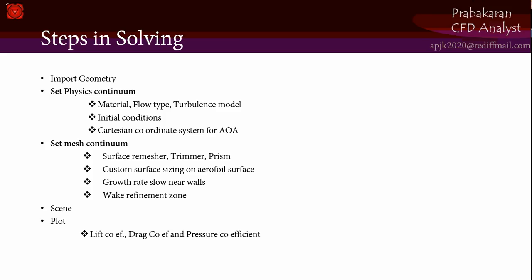and I will set the initial conditions of my domain. In our case, the initial conditions are the initial velocity, which is 0.15 Mach. That means it is an incompressible flow. And then, in order to define the angle of attack for the aerofoil in Star-CCM+, we need to create a Cartesian system which is at 3 degree angle of attack from the local coordinate system. So that I have to do for the analysis purpose.